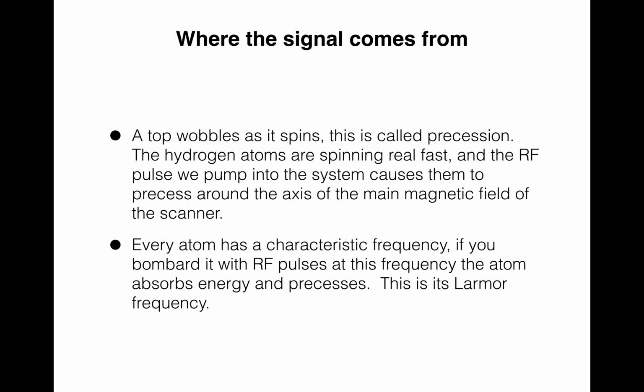The idea is that the hydrogen atoms are spinning like tops, and when we pump in this radio frequency pulse that we mentioned in the last chunk, this causes all of those little atoms to precess around the axis of the main magnetic field of the scanner, which produces a signal that we can detect outside of the head. So every atom has a characteristic frequency. If you bombard it with radio frequency pulses at just the right frequency, the atom will absorb some of that energy and then precess around its spin axis. And this frequency is known as the atom's Larmor frequency.